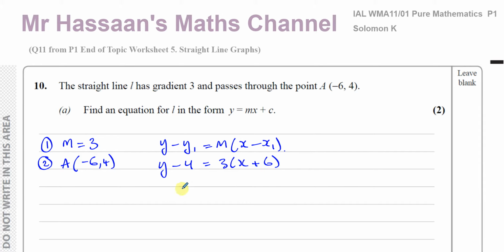And then we can just expand the bracket. So we have y minus 4 equals 3x plus 18. We can add 4 to both sides, so y is equal to 3x plus 18 plus 4, which is 22. And there we have the equation of line L. So this is the equation of line L. Okay, so we've answered the question.